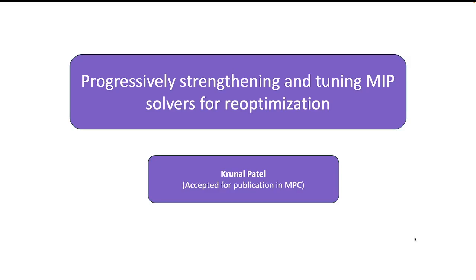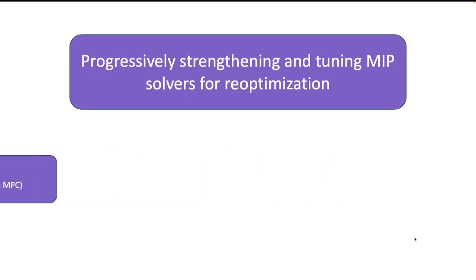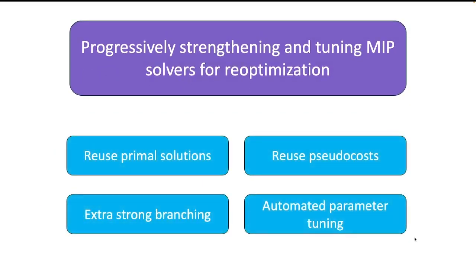So let me quickly describe what all things I worked on. I worked on majorly 4 different techniques. The first one is about improving the primal bound faster, and the other 3 techniques focus more on improving either the dual bound faster or improving the solver configuration.